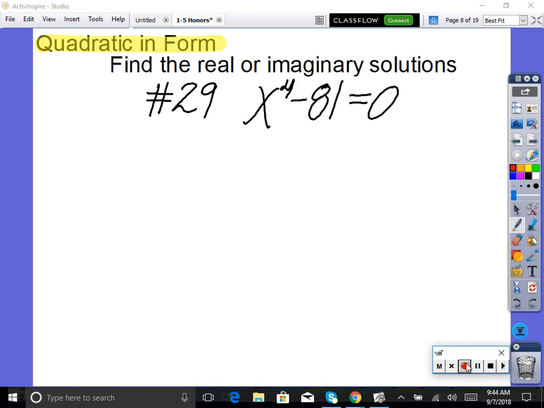Number 29, any suggestions of how to solve it? Should I add 81 and then 4th root it? No, do not do it. You're going to be missing a lot of solutions if you do that. I can't tell you how many people do that on a test. Wrong. What should we do?